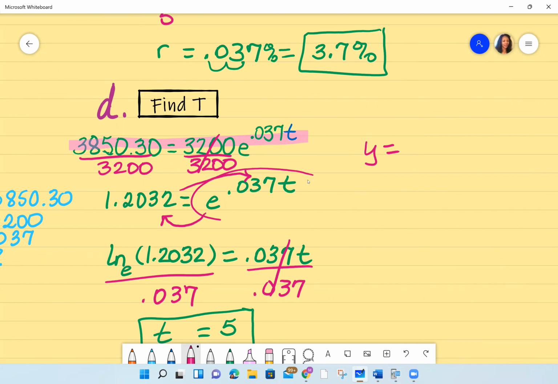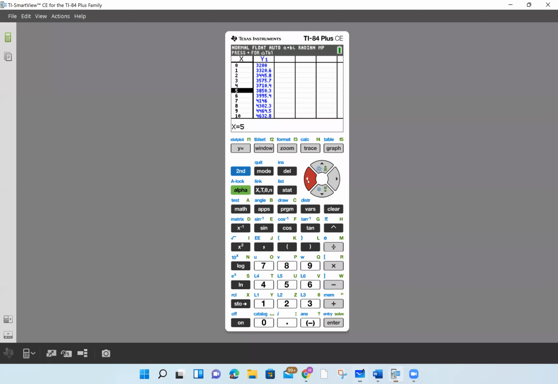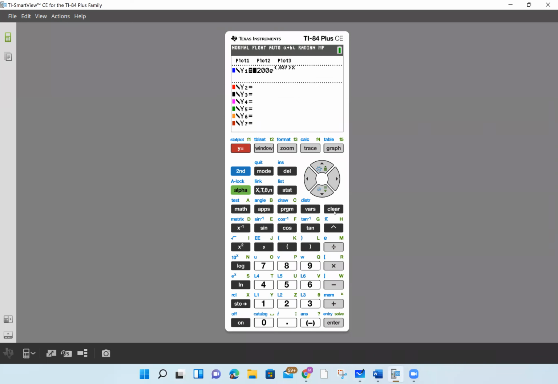Or I could wait till I got here and do the exact same thing. But this time my new Y is going to be this 1.2032. We already know the answer, so let's go ahead and where it says Y equals, we're going to put this portion in only. Go back, clear this out, and it is E raised to the 0.037 X, because again, we can't use T.